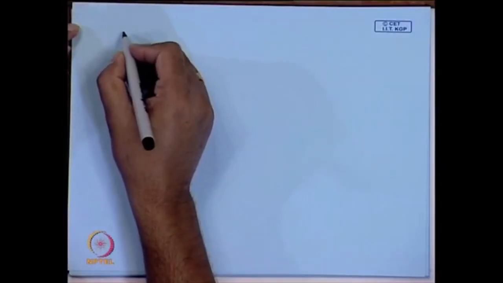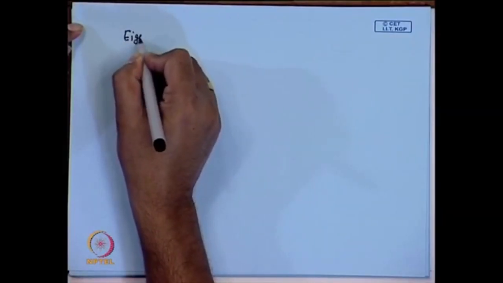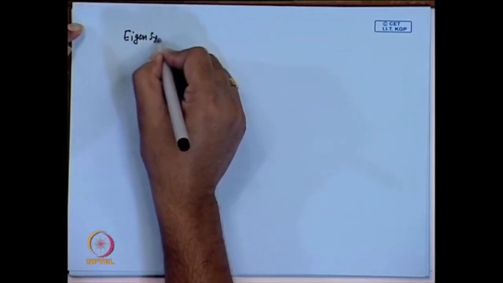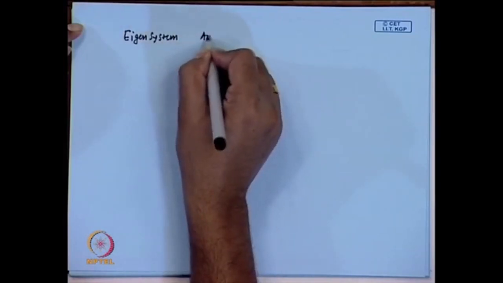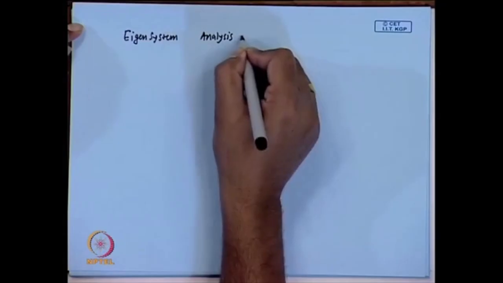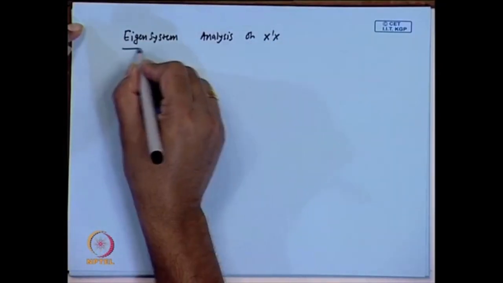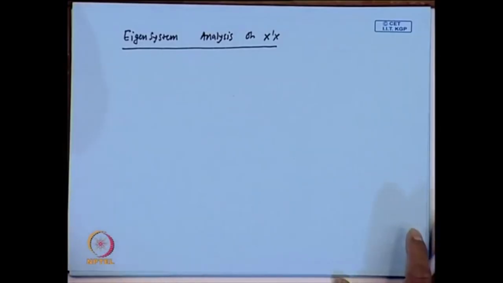Well, so next we'll be talking about one more technique to detect the multicollinearity. Examining the correlation matrix is not always sufficient. So, next we talk about eigen system analysis of X prime X.